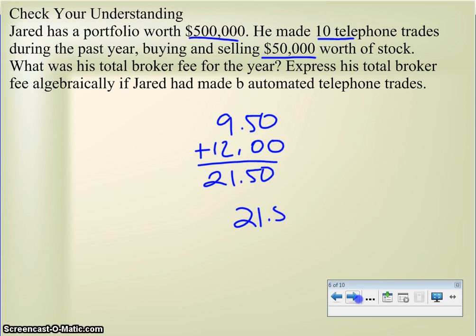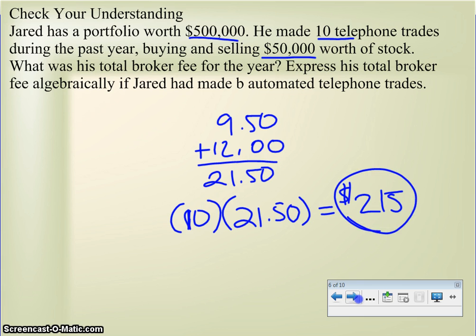He had 10 trades, so we're going to take the $21.50, multiply it by 10, and it looks like he paid fees of $215. So if he made B automated trades, it would be 21.50 times B. And that would be expressing it algebraically for part 2 of this question.